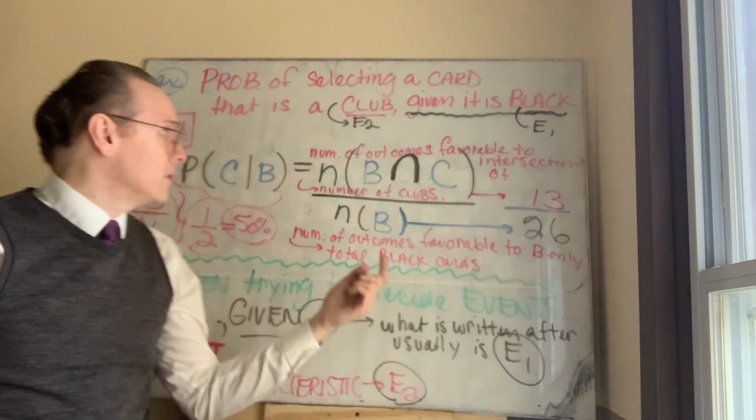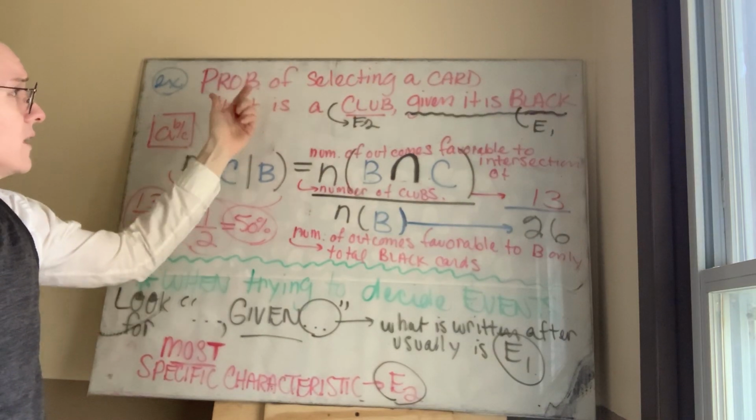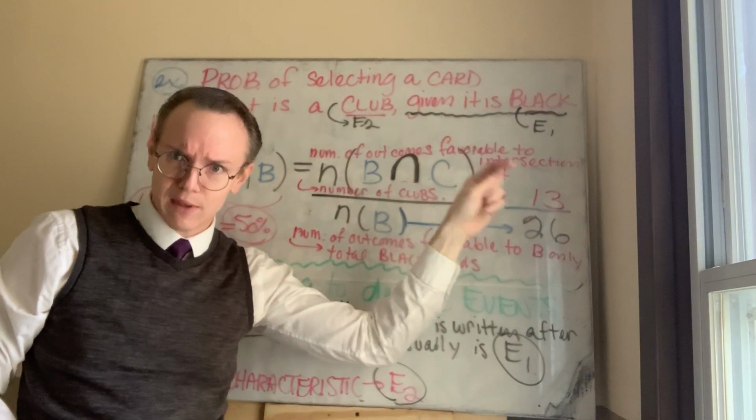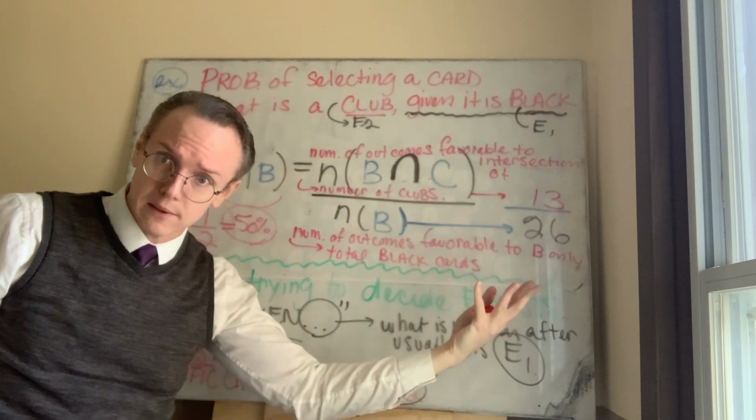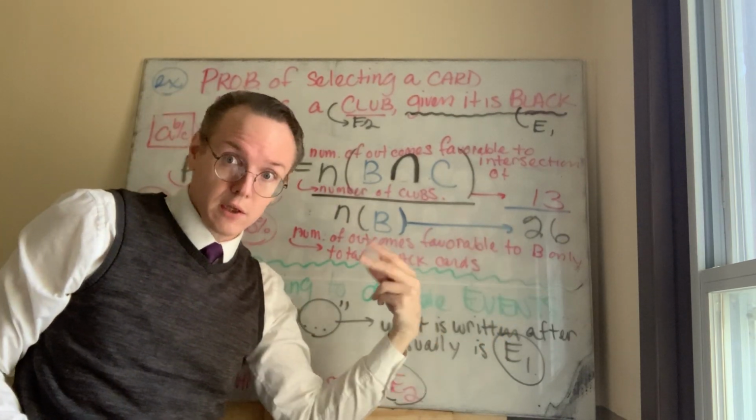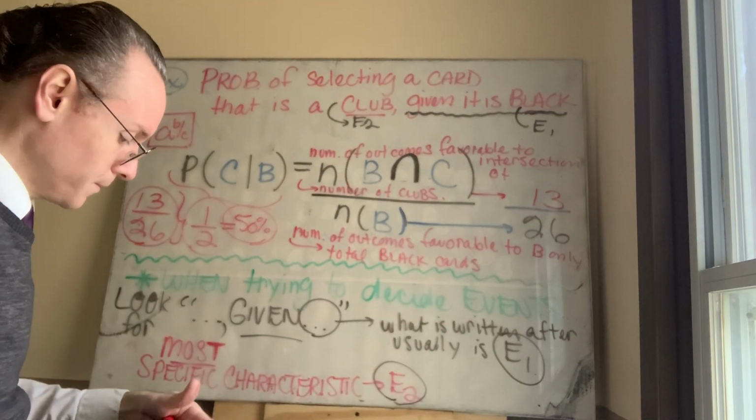What is the probability of selecting a card that is a club given it is black? That is for certain. That means that it's a 50% probability, which is pretty good. You know, it either is or it isn't.